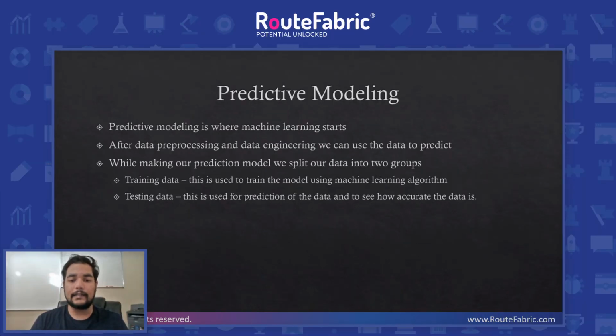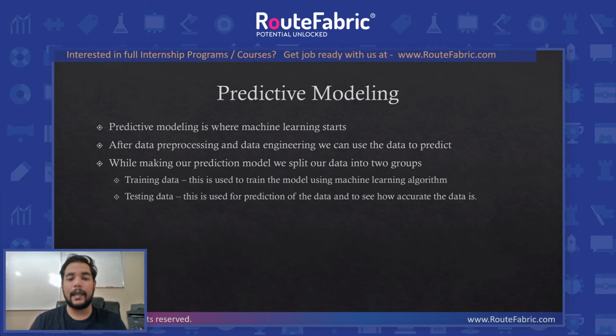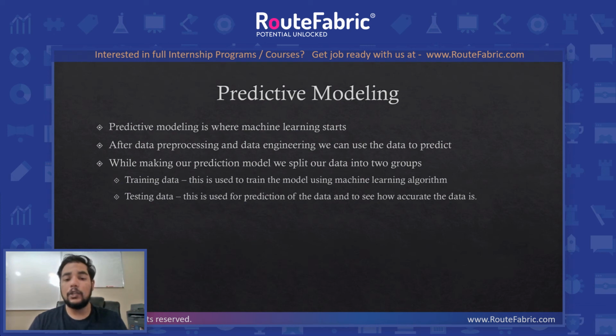After your data is cleaned and pre-processed and you have done your feature engineering, your data is ready for predictive modeling. Predictive modeling is where machine learning starts. After data pre-processing and feature engineering, we can use the data to predict. While making our prediction models, we usually split our data into two groups, training data and testing data. The usual percentage of how you split it is 80 to 20 or 70 to 30 percent.